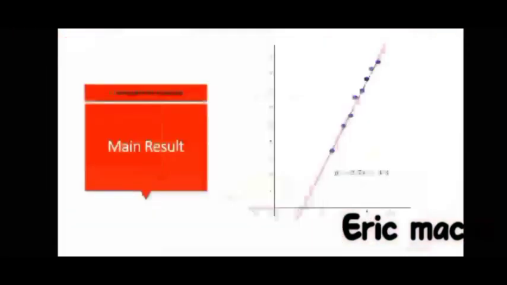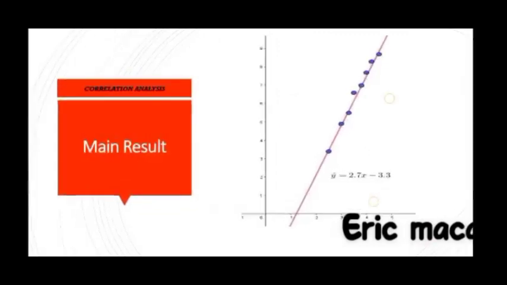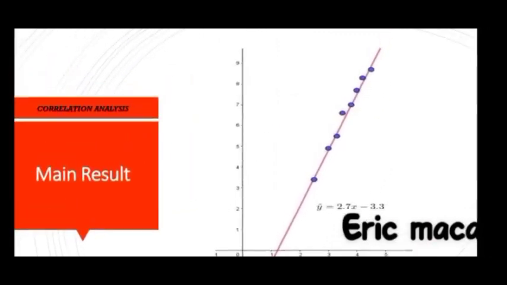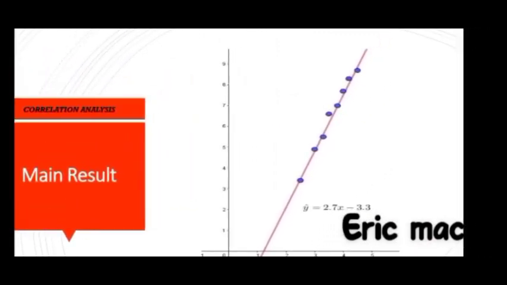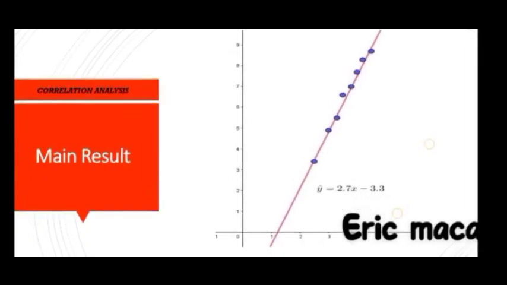The fourth step is to round a and b to the nearest tenth and find y. So this here is, firstly, a is 2.7 and b is negative 3.3. The least square is y.